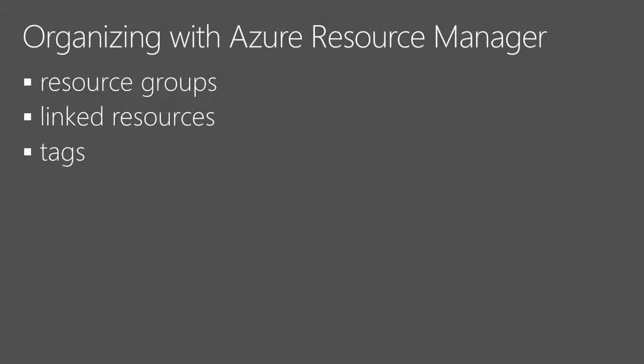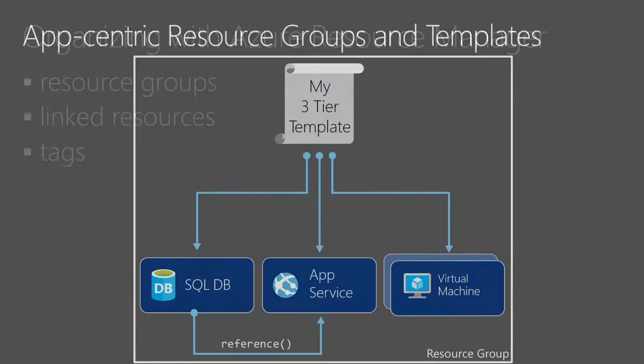And so we have three main ways that we allow you to organize your resources. Number one is through resource groups, which we spoke about earlier, the same way that folders allow you to organize your files. The next are what we call linked resources, and we'll talk a little bit more about those in a moment. And then tags are a mechanism that allow you to attach little bits of information to individual resources or resource groups and then query across your subscription, okay?